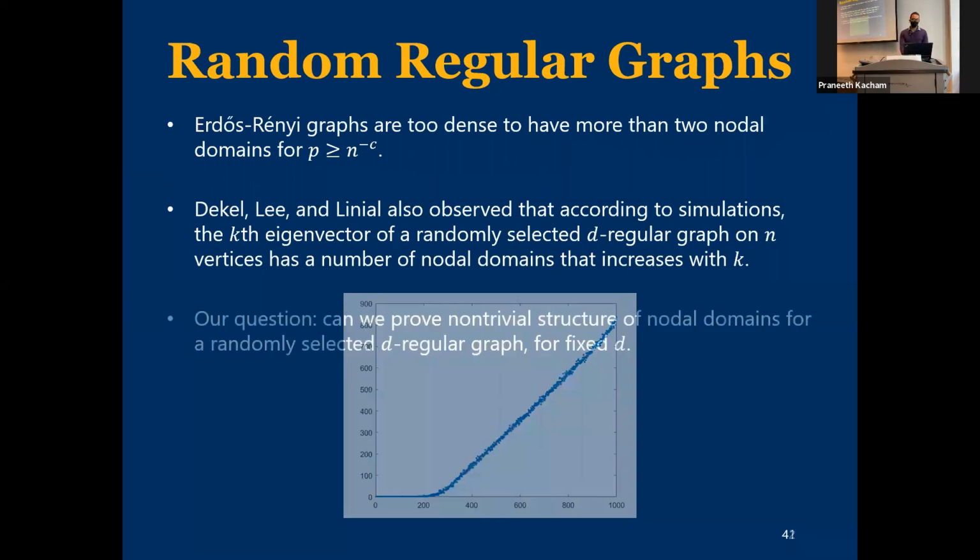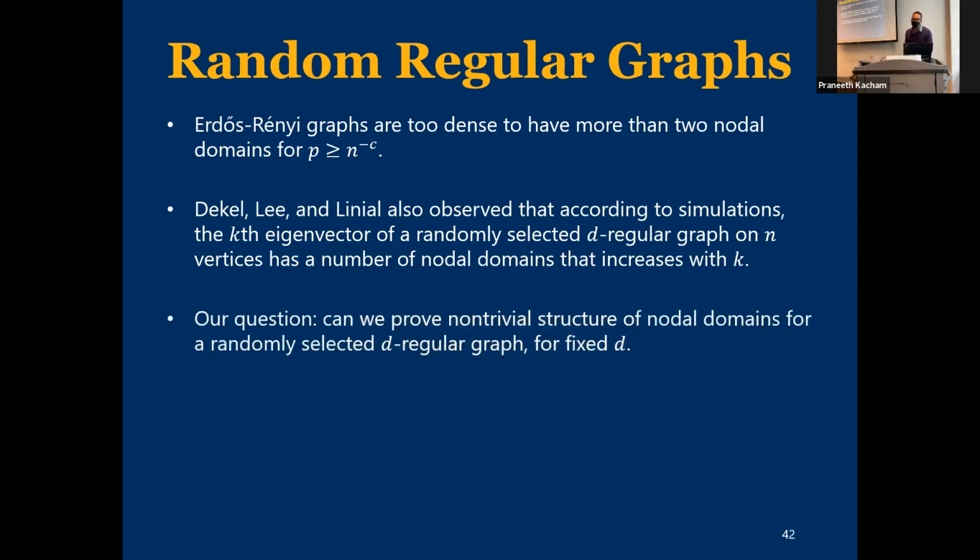So our question is, can we prove this non-trivial structure of nodal domains for a randomly selected d-regular graph? So verify the simulations that Dekel and Linial had in their original paper.